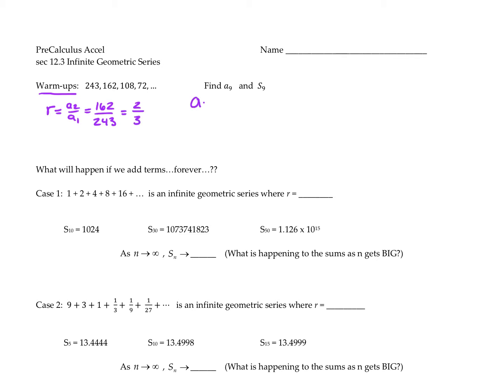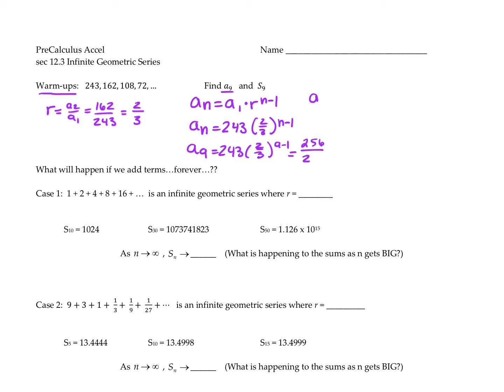So then I can write my explicit formula. And so I know my first term is 243, and then my common ratio is 2/3. So then if I want to find a9, that means I'm going to find the 9th term. And so my 9th term actually comes out to 256 over 27 when you type this in the calculator.